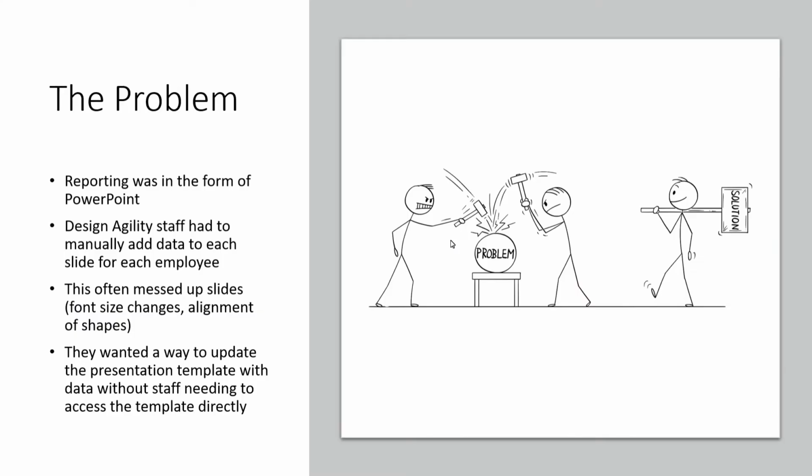The problem that they had is that the reporting was in the form of PowerPoint, but Design Agility staff had to manually add the data to each slide for each employee. This often messed up the slides because the font size would change if you had more information in one area, or the alignment of shapes would slide around. So they wanted a way to update the presentation template with data without staff needing to access the template directly.